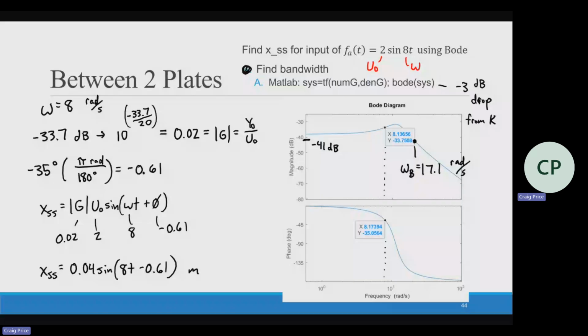And so, again, we're looking at 8 radians per second, because that's my input, the frequency that we're going at. So I can find my phase, negative 35 degrees. And then about negative 33.7 is our magnitude, but that is in decibels. So I got to get that out of decibels, which is taking it divided by 20 and then 10 to that power. So I found an amplitude ratio of about 0.02. We also changed the phase. We want that in terms of radians.